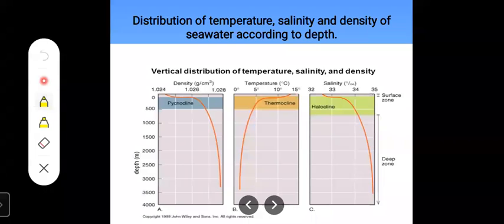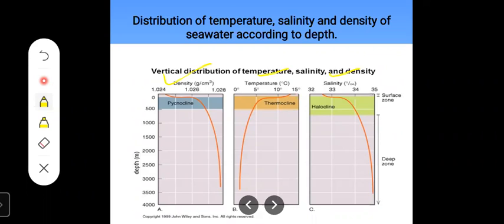See, this graph will explain to us the distribution of temperature, salinity, and density of seawater according to depth. Do you remember yesterday we saw that image of two fish, the image of the sea, the water level? Keep that image in your mind, and we are going to study the graph over here. Now here you can see three boxes. The first is density, second is temperature, and third is salinity.